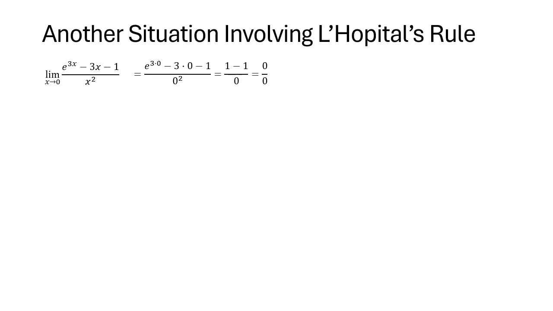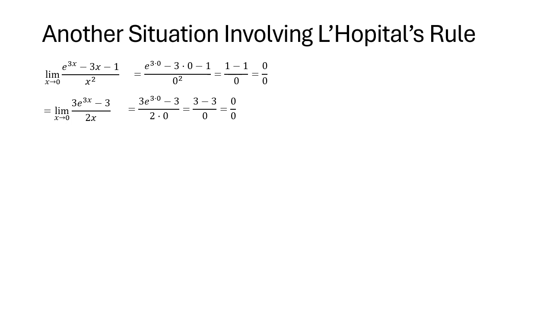So that means we then use L'Hopital's rule. The derivative of the top is 3e to the 3x minus 3, and the derivative of the bottom is 2x. We try plugging in 0 for x again. However, we are left with 3 minus 3 on the top and 0 on the bottom, which gives 0 over 0, which means it's still indeterminate.